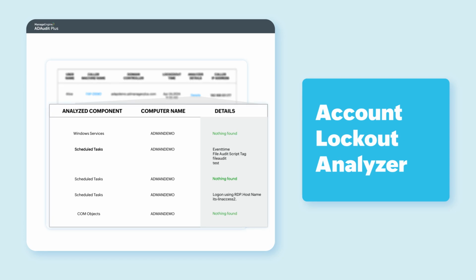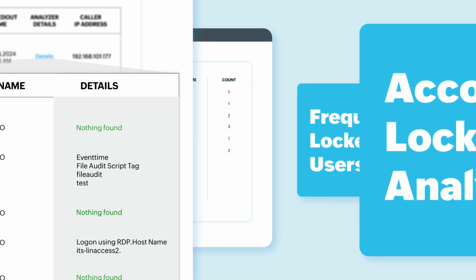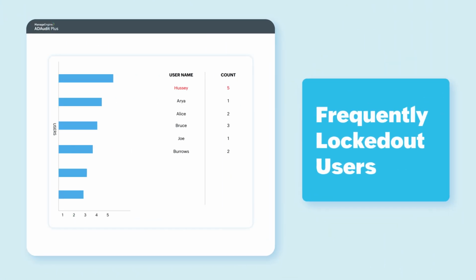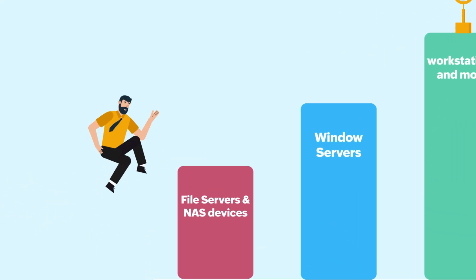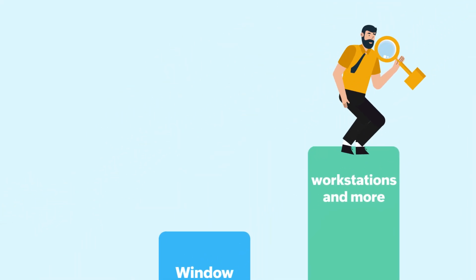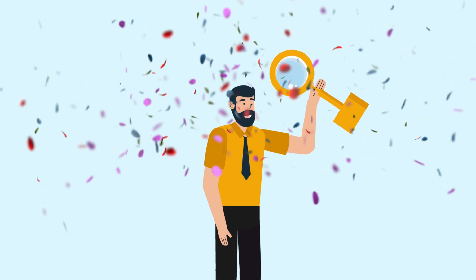Troubleshoot AD lockouts by finding the source of stale credentials, find users who frequently get locked out, use UBA to detect abnormal logon and lockout behavior, and do much more. AD Audit Plus audits Windows file servers, NAS devices, Windows servers, workstations, and more.